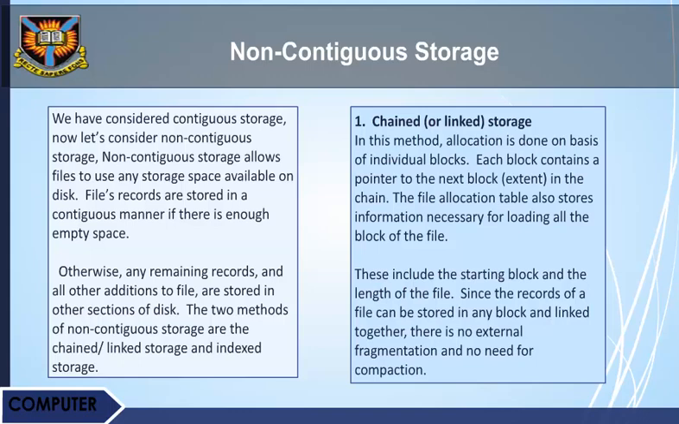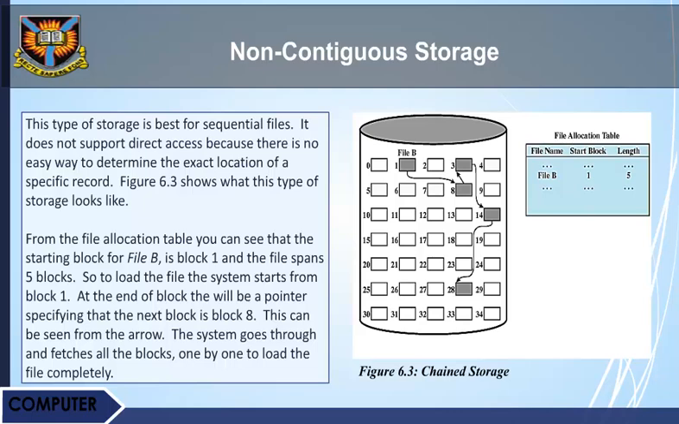Since the records of a file can be stored in any block and linked together, there is no external fragmentation and no need for compaction. This type of storage is best for sequential files. It does not support direct access because there is no easy way to determine the exact location of a specific record. Figure 6.3 shows what this type of storage looks like.